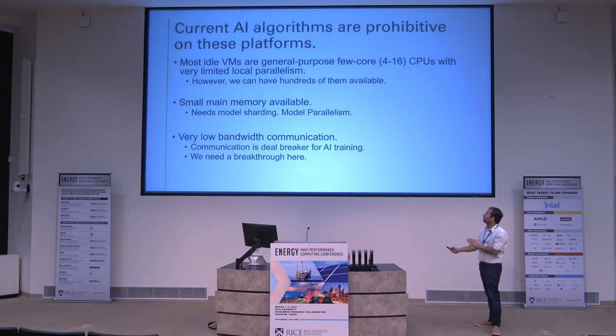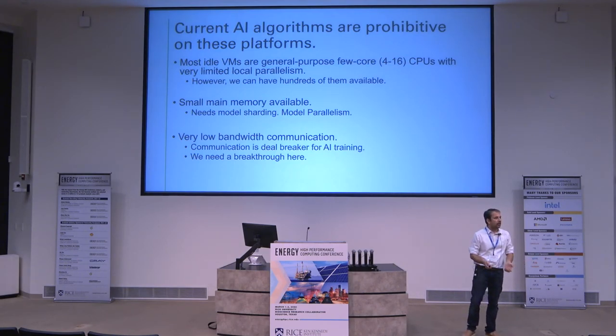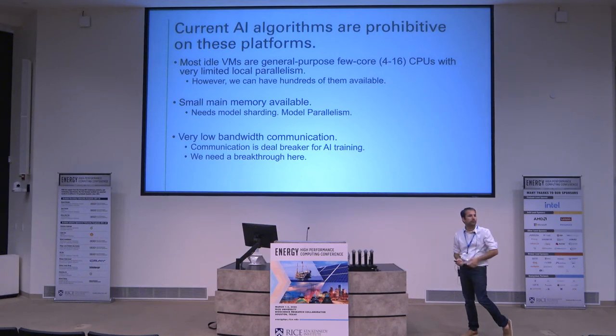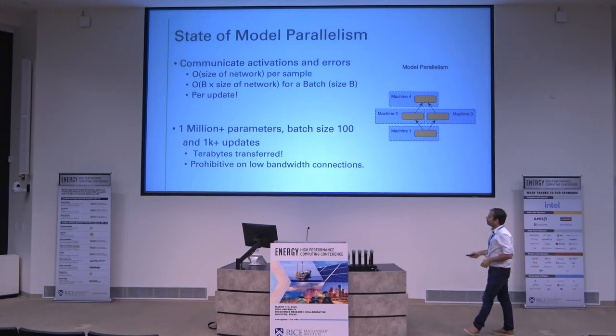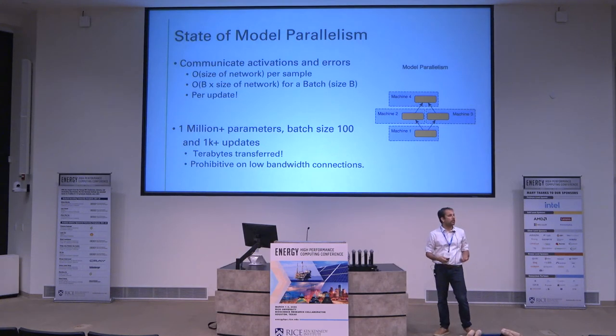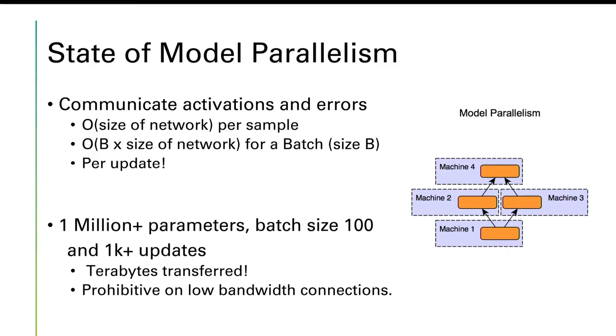And so we need some breakthrough here, as in we cannot use the existing AI infrastructure that is there if at all we want to leverage this wasted cloud. Now, before I go into and talk about what the solution is and sparsity is, I just want to get you through a quick state of model parallelism.